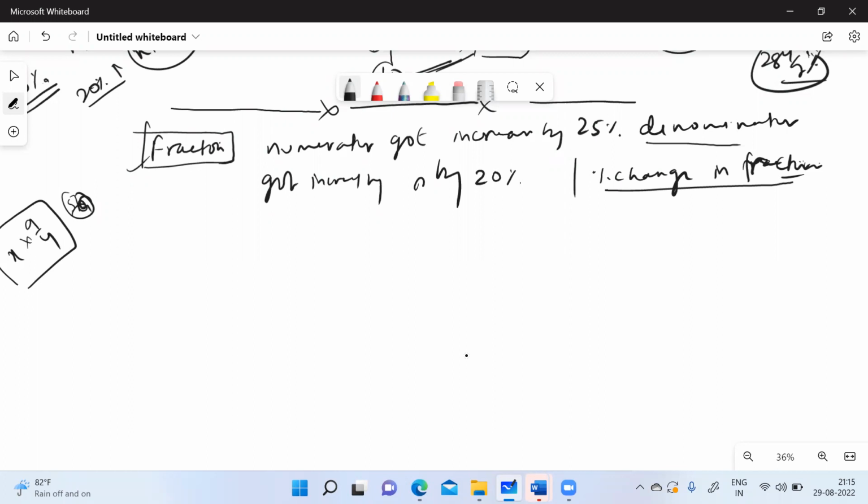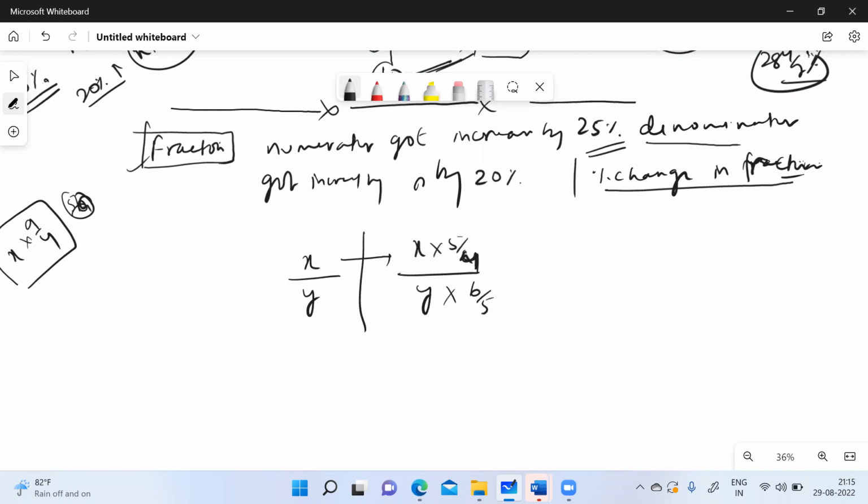तो अब आपके पास नंबर है x by y. So what is happening to the x? x में क्या चेंज आ रहा है? It is being increased by what? 25%. तो मल्टीप्लायर क्या होगा x का? 5/4. Okay, so x becomes 5/4 of x. 5/4. And डिनोमिनेटर में क्या चेंज आ रहा है? इंक्रीज बाय 20% तो 6/5.